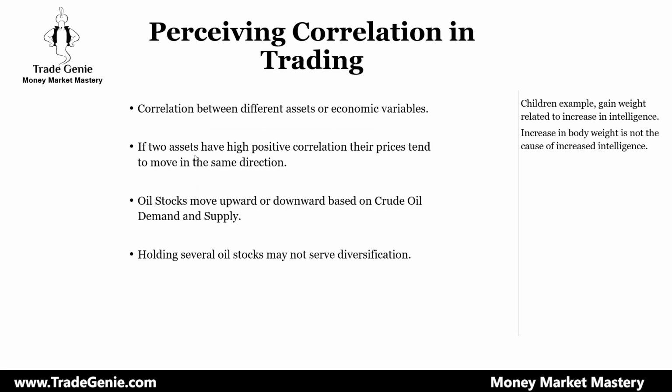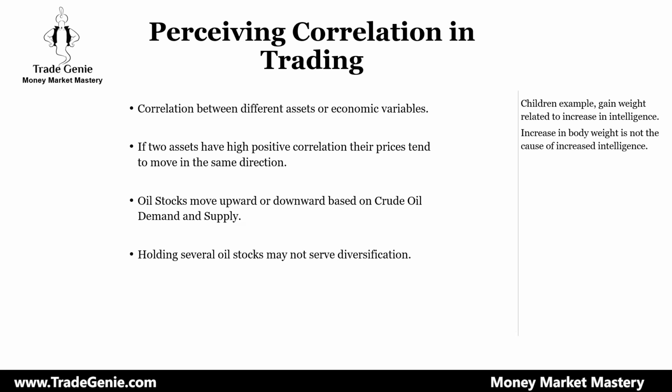I'll explain to you correlation between different assets or economic variables. If two assets have high positive correlation, their prices tend to move in the same direction. So let's say gold and crude have a positive correlation. If the crude goes up, gold goes up. That's a positive correlation. If the crude goes down, gold goes down. That's a positive correlation. If they move the other way around, that's a negative correlation. Oil stocks move upward or downward based on crude oil demand and supply. So that is a positive correlation.